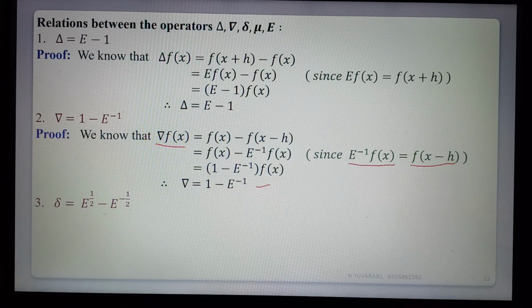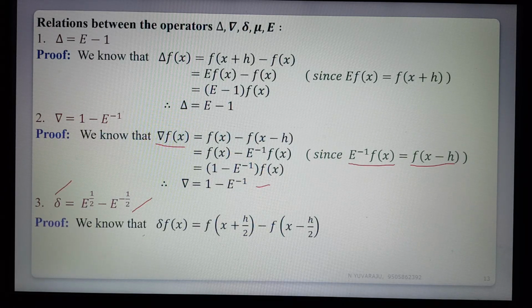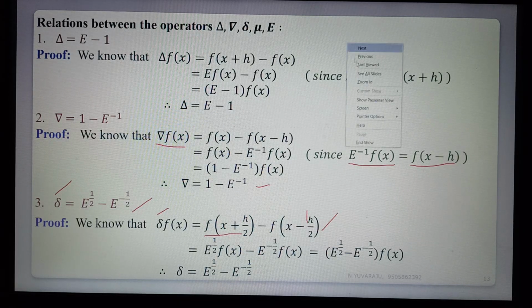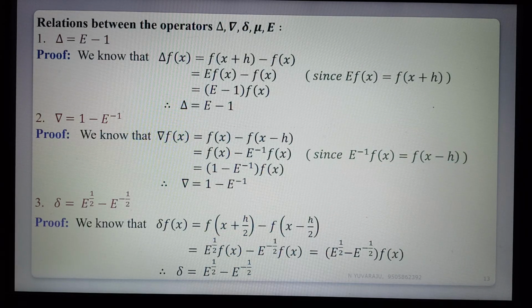Next one: delta is equal to E power 1 by 2 minus E power minus 1 by 2. This is the next relation. Delta is the central operator. Using the definition of the central operator, delta f of x is equal to f of x plus h by 2 minus f of x minus h by 2. Observing the shift operator here, the coefficient n is equal to 1 by 2, so E power 1 by 2 f of x minus E power minus 1 by 2 f of x, where n is equal to minus 1 by 2. Taking f of x common and cancelling, delta is equal to E power 1 by 2 minus E power minus 1 by 2. Okay, understood the basic relations?